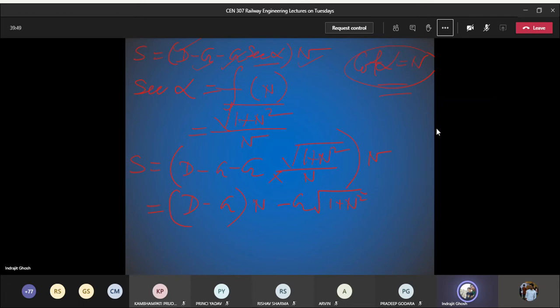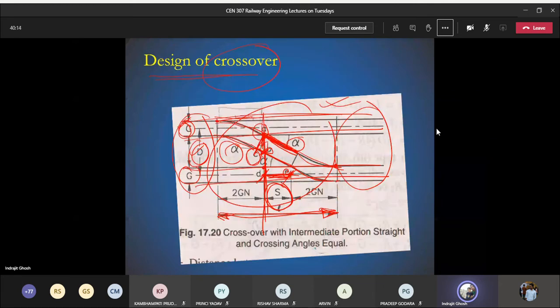Okay, so this is only the straight portion, the one which is projected on the horizontal line. Now if I ask you what is the overall length of the crossover, then there are two more portions. Let us see the diagram. So we have only talked about S. There are two more portions on this side, on the other side.